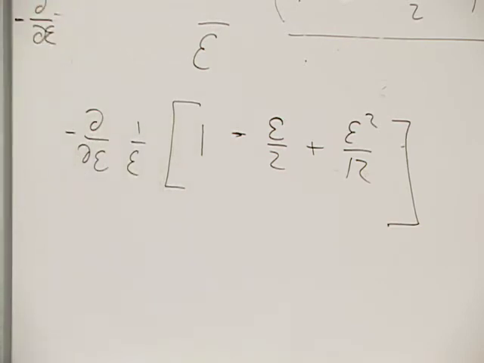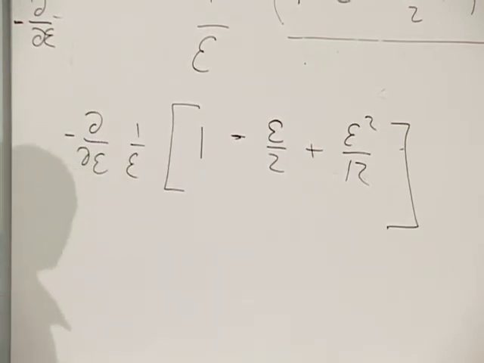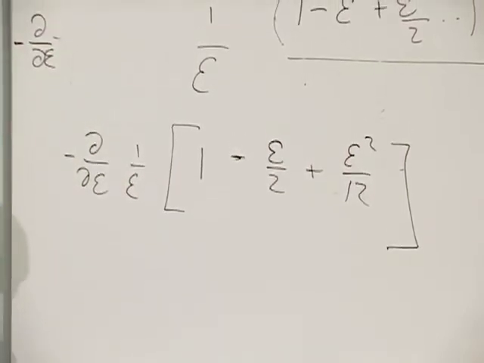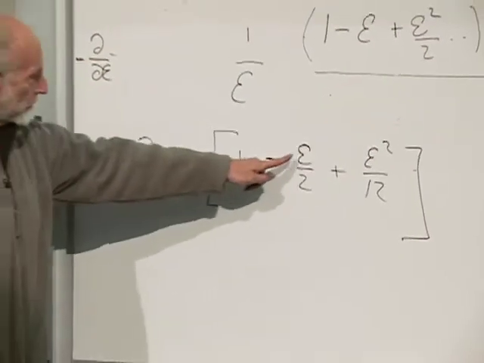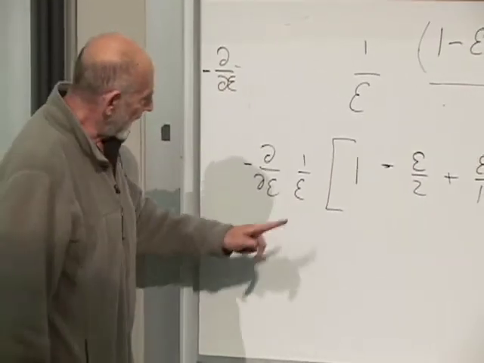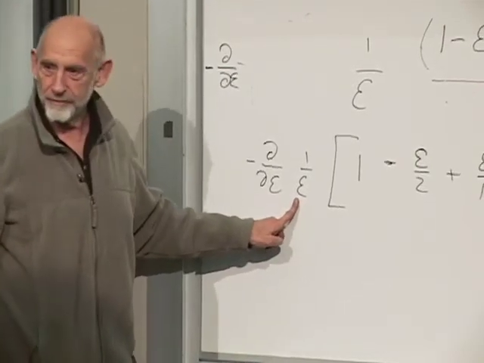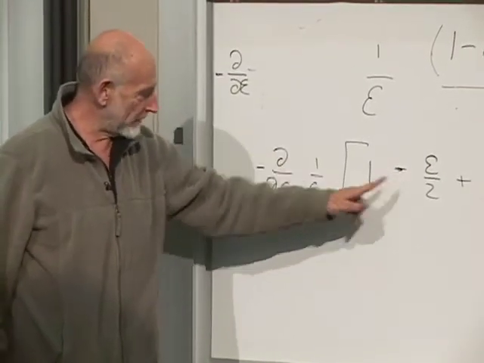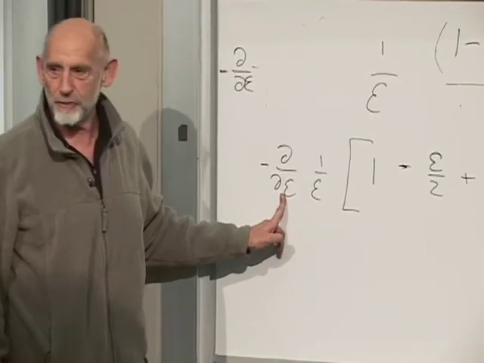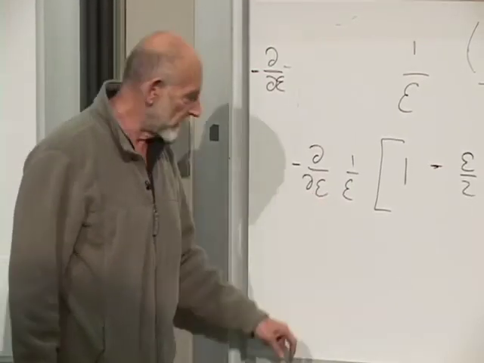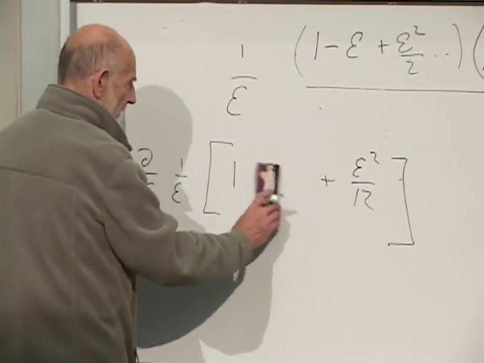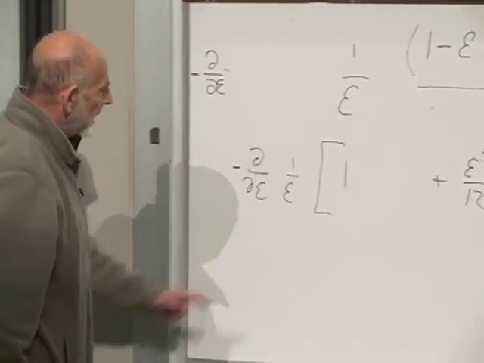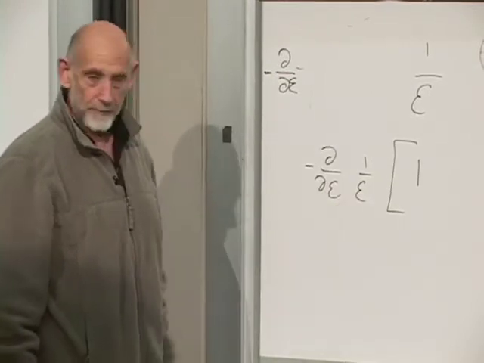Okay. Let's first focus on the one that's easiest. The easiest term is this epsilon over 2. It gets multiplied by 1 over epsilon. That means it's just 1/2. And what happens when you differentiate 1/2 with respect to epsilon? It's 0. So we don't have to write it. It's not there.